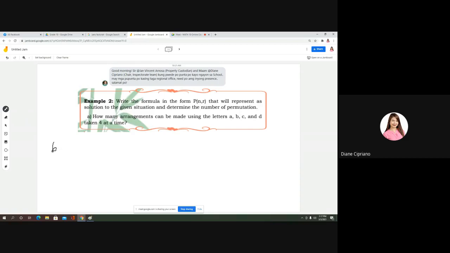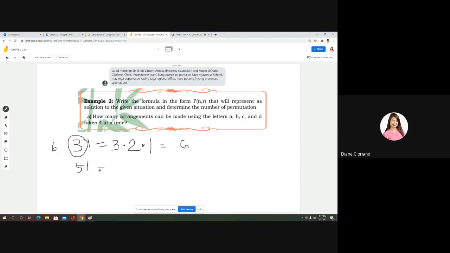So for our number 6, it is 3 factorial. And it is equal to, from number 3 hanggang umabot ka ng 1, i-multiply mo by itself. So the answer is 6. So as easy as that. How about for another example? For example is 5.